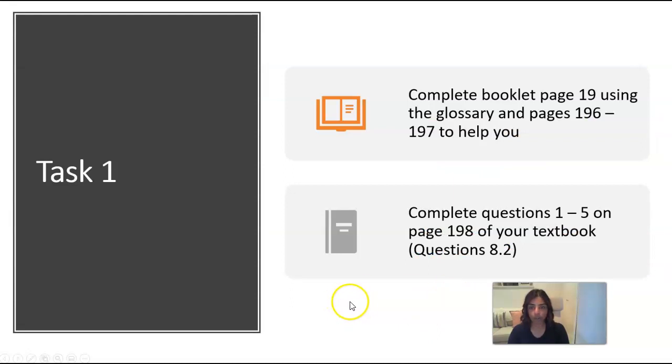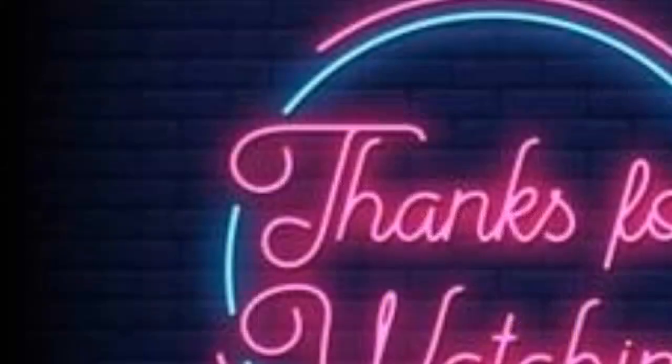Okay, so to ensure that you understand what we talked about today, please make sure that you complete pages 18 and 19 of your booklet, and ensure that you use the glossary and pages 196 to 197 of your textbook to help you. It's important that you complete page 198, that's questions 1 to 5, to ensure your understanding of what we have learned about skeletal muscles so far.